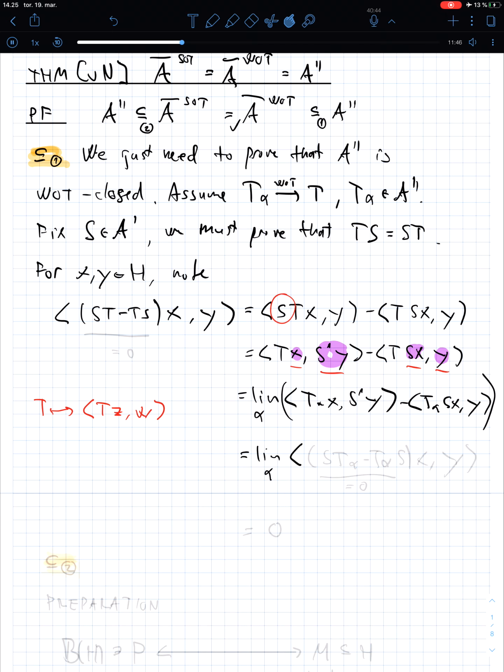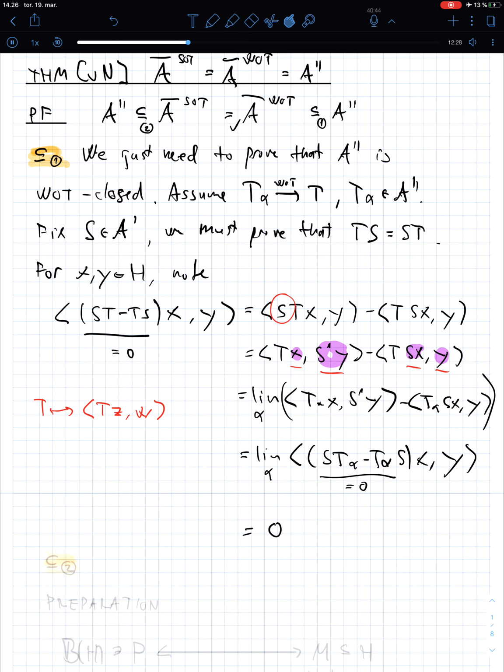So I can move everything back, and then I have (ST alpha minus T alpha S x, y), which is 0. And of course this is 0, because I've assumed that T alpha comes from a double prime and that S comes from a single prime, so they commute. So the thing that I have here is actually the 0 operator, so everything is 0. And that's enough, as we've seen several times in the course, to conclude that this operator here is 0, and that's what we wanted to prove.